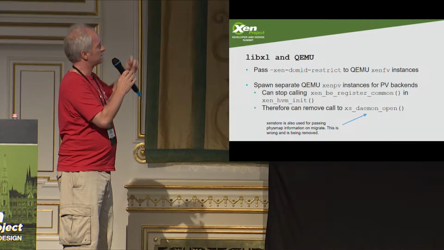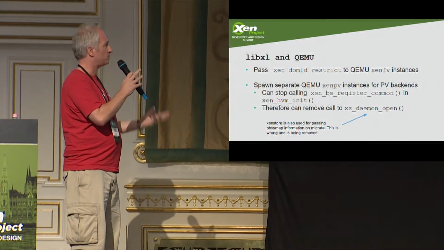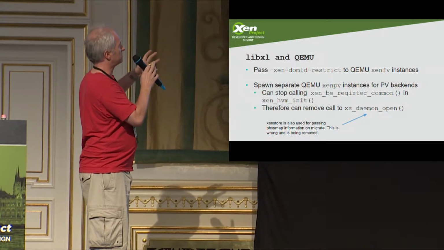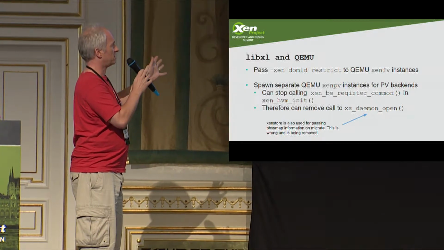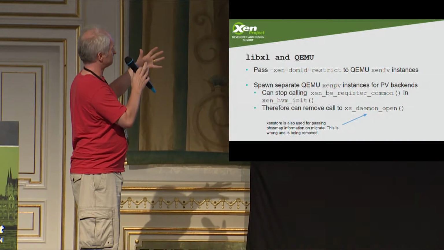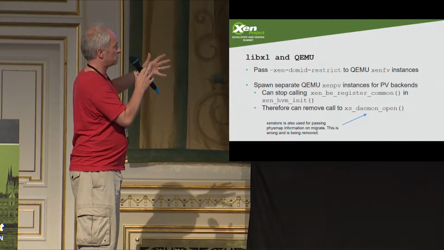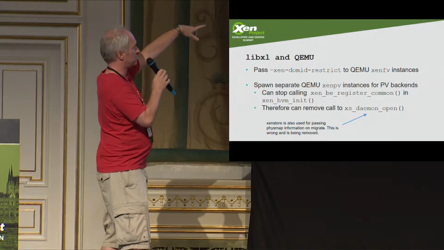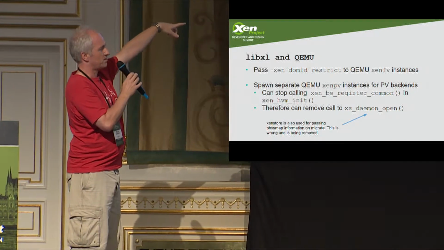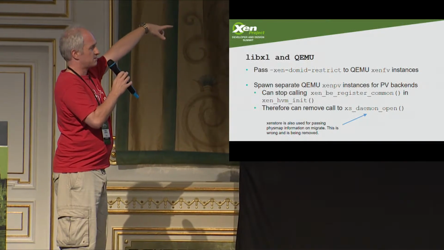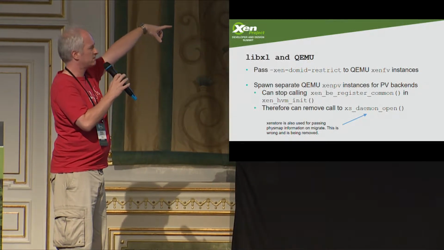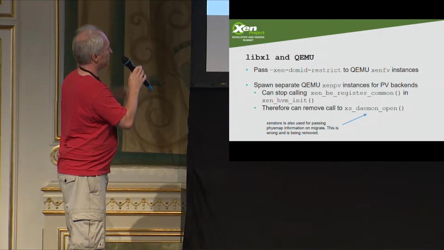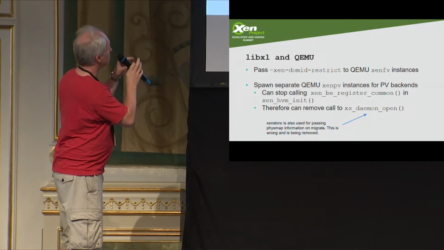If we separate this and spawn a new PV instance of QEMU per guest that requires it, then we can stop calling BE register common in XenHVM init, which means that we no longer need XenStore at all in that emulating domain. There is one caveat to that, which is that XenStore is currently used for passing the dirty bitmap information from the guest on migrate. I believe patches were posted today or yesterday to remove that one, so we can properly stop talking to XenStore as well.